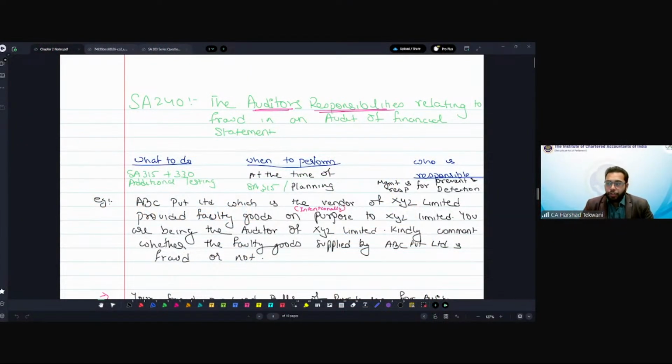Good evening. So today we are going to continue our chapter number 2. Till now, we will do a revision, a quick check, and then we will proceed ahead. We started the chapter by understanding SA 240, the auditor's responsibility relating to fraud in a financial statement.